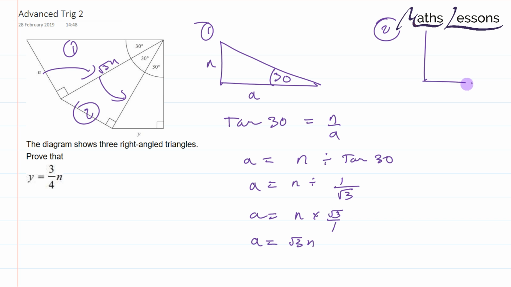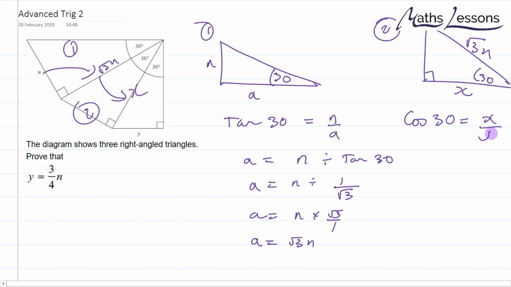And I'm going to draw it in a similar orientation. I know that this is root 3n, and I know this is 30. And this is what I want to work out. I want to work out x here. And I know that's a right angle. So I've got the adjacent and the hypotenuse. So cos of 30 equals the adjacent x over the hypotenuse, the square root of 3 times n.